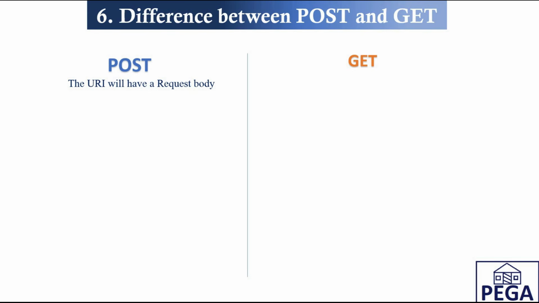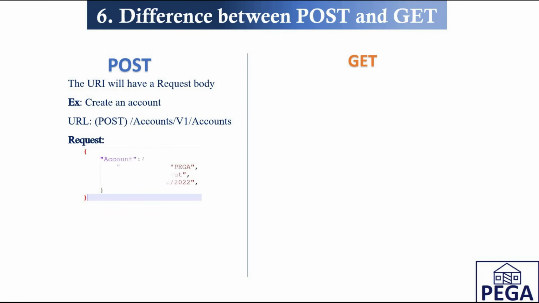Now with post, the URI will have a request body. Remember this one. When you are dealing with a post, the URI will definitely have a request body. An example is create an account, right? The URL would be something like post /accounts/v1/account, and then you will have a request body where you are giving all the information to create an account.